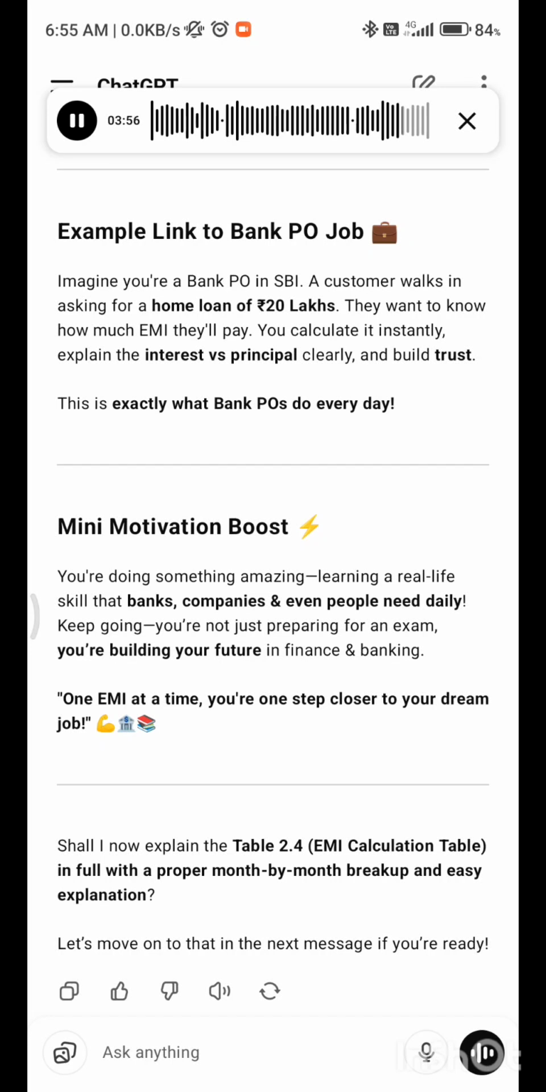Mini motivation boost. You're doing something amazing, learning a real-life skill that banks, companies, and even people need daily. Keep going. You're not just preparing for an exam. You're building your future in finance and banking. One EMI at a time. You're one step closer to your dream job.